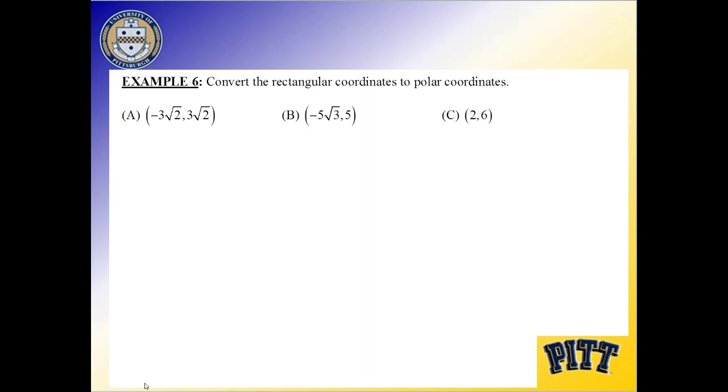If I have standard rectangular coordinates, also known as Cartesian coordinates, they may refer to them as that as well. How do I convert to polar coordinates?